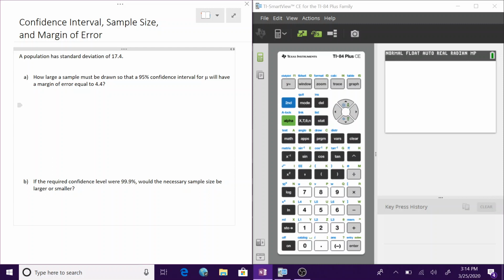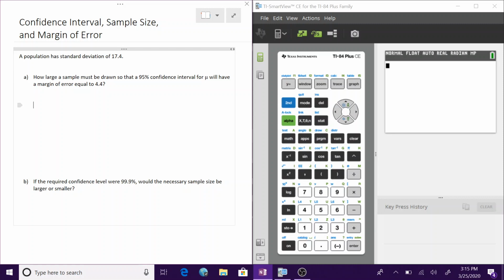It says that a population has a standard deviation of 17.4. It wants to know how large a sample must be drawn so that a 95% confidence interval for our mu, or our mean, will have a margin of error equal to 4.4.